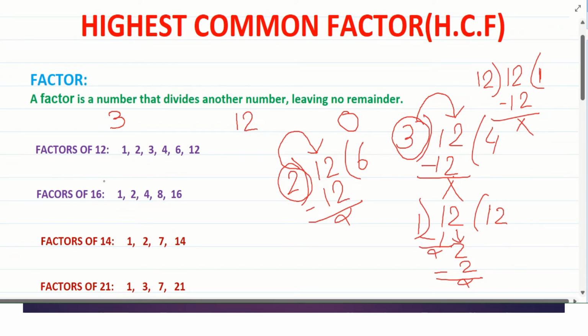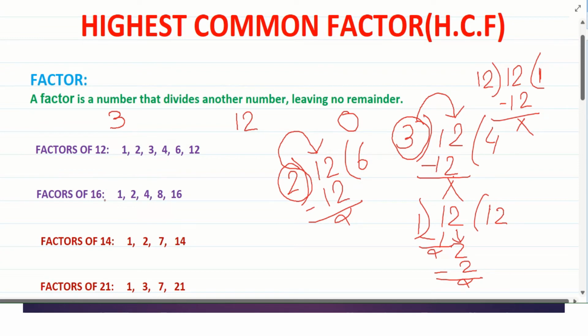Similarly, let's take some more examples. Now here comes factors of 16. Can you guess what are the factors of 16? First is 1 because when 1 divides 16, the remainder is 0. When 2 divides 16, the remainder is 0. So 2 is also a factor of 16.